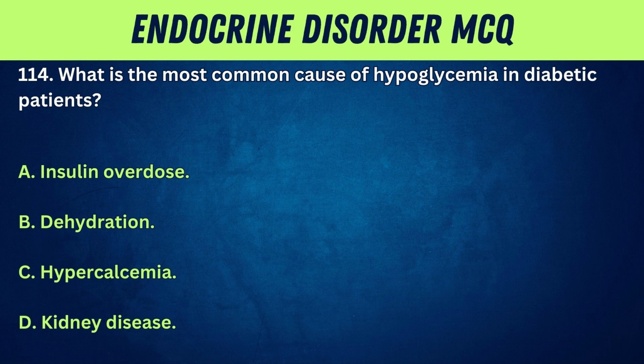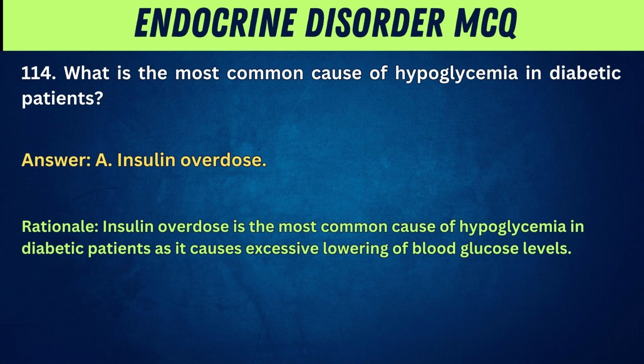114. What is the most common cause of hypoglycemia in diabetic patients? A. Insulin overdose. B. Dehydration. C. Hypercalcemia. D. Kidney disease. Answer: A. Insulin overdose. Rationale: insulin overdose is the most common cause of hypoglycemia in diabetic patients, as it causes excessive lowering of blood glucose levels.